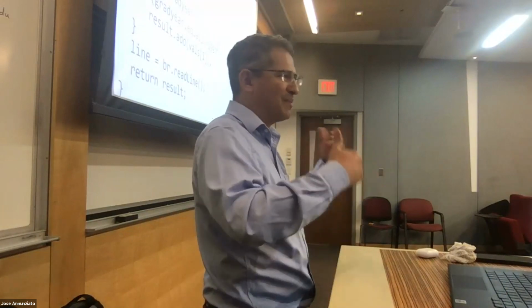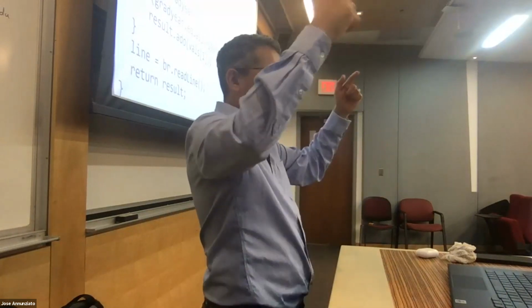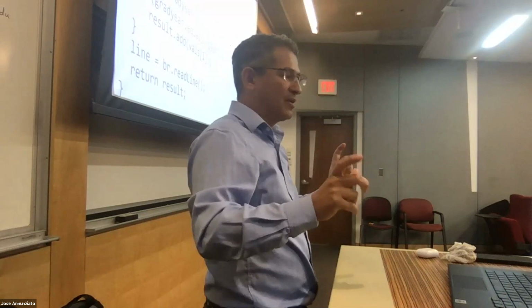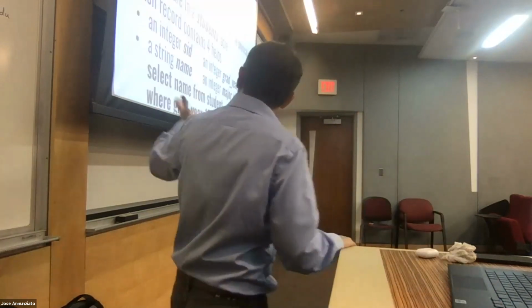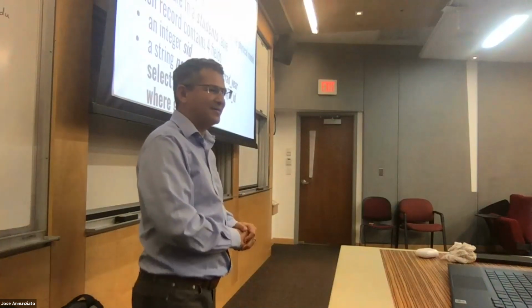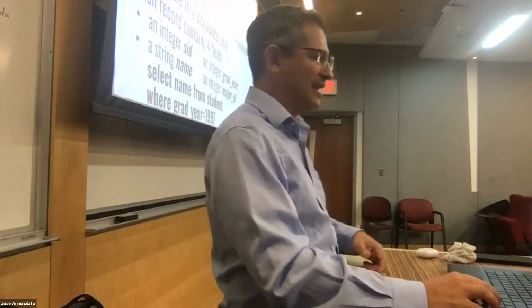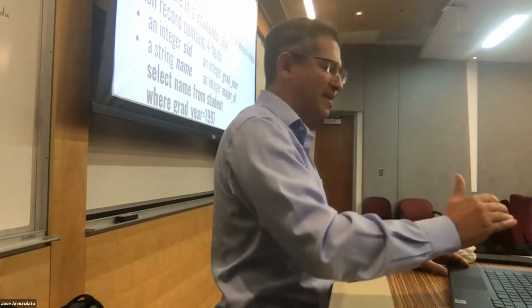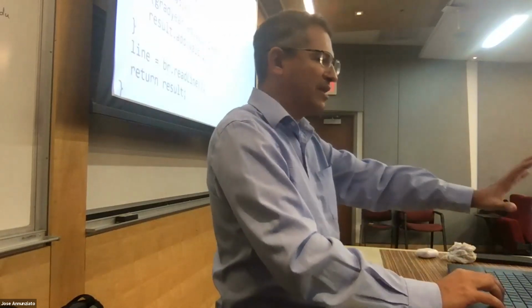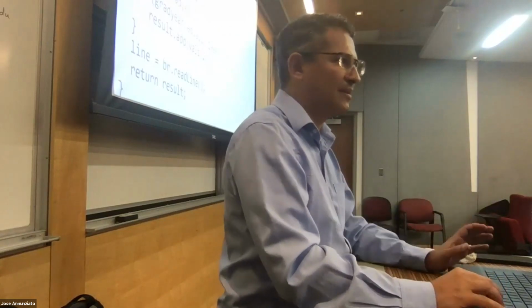It's looping through a whole bunch of files, looking for those records, and it abstracts all this complexity into select name from student where grad year equals 1997, right? So we want to stay in the relational model, in this conceptual model, and not deal with any of this physical system.